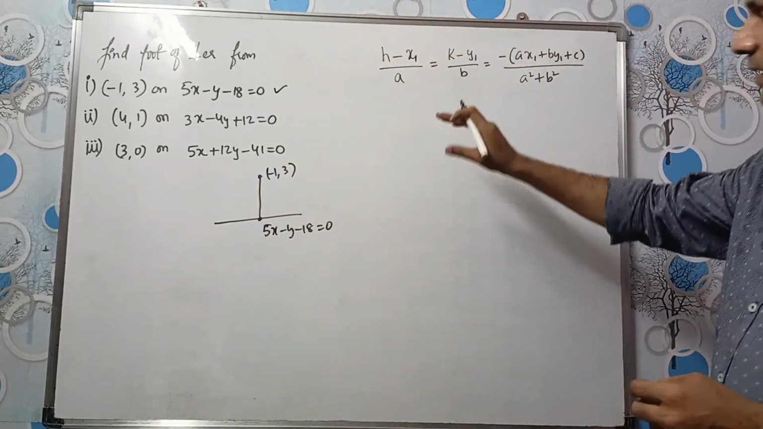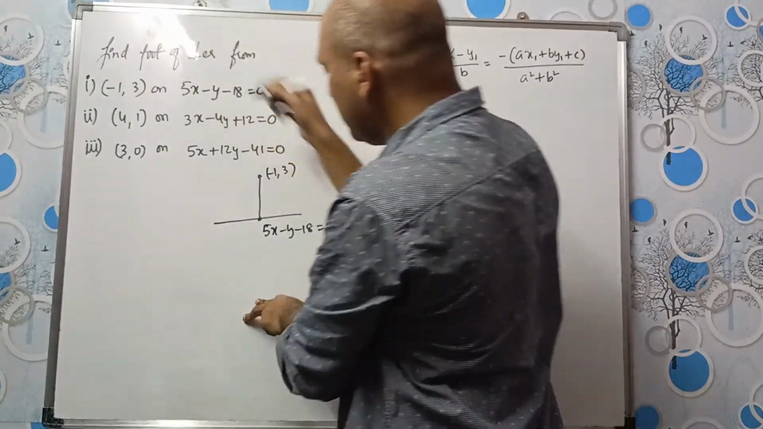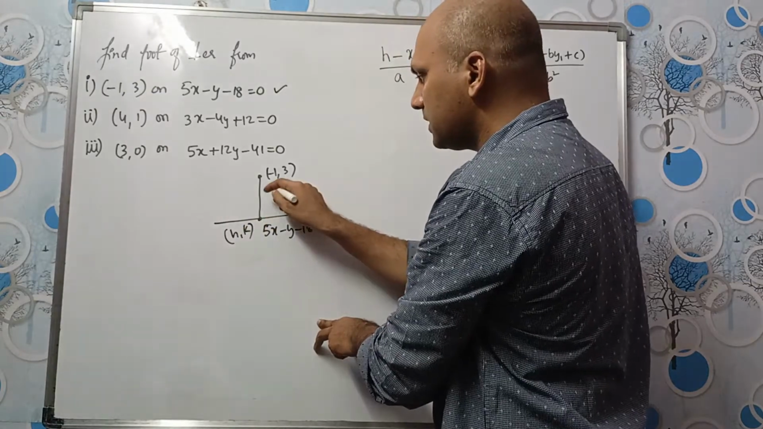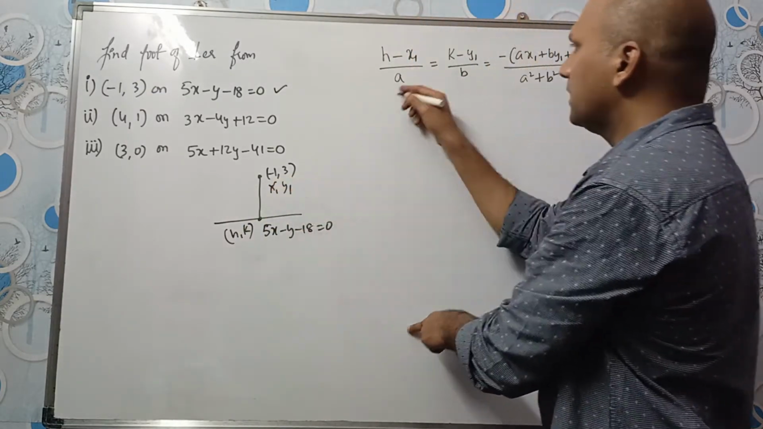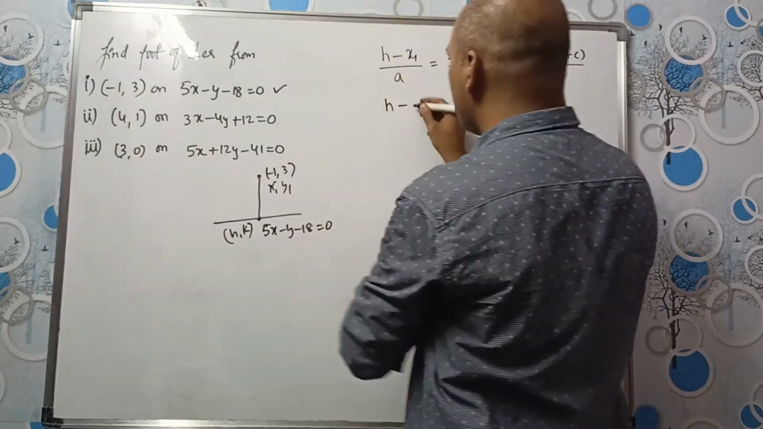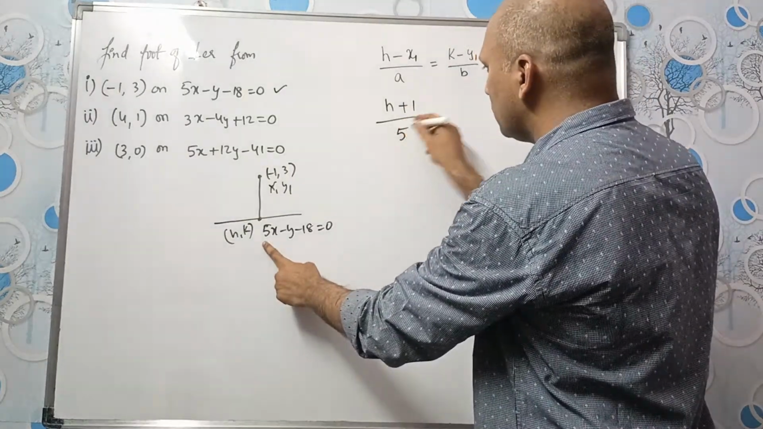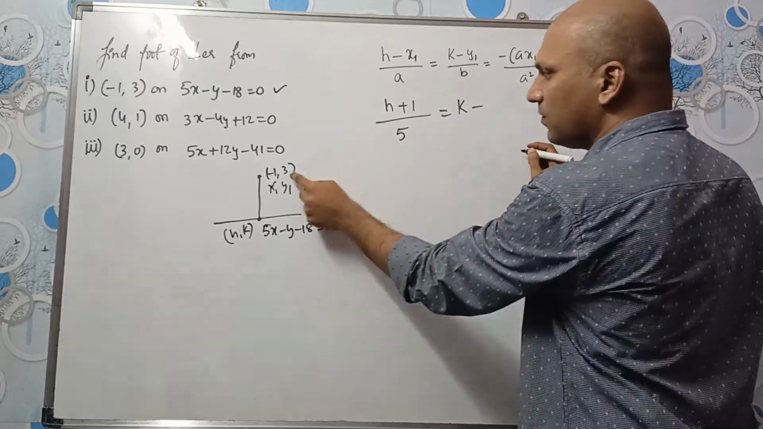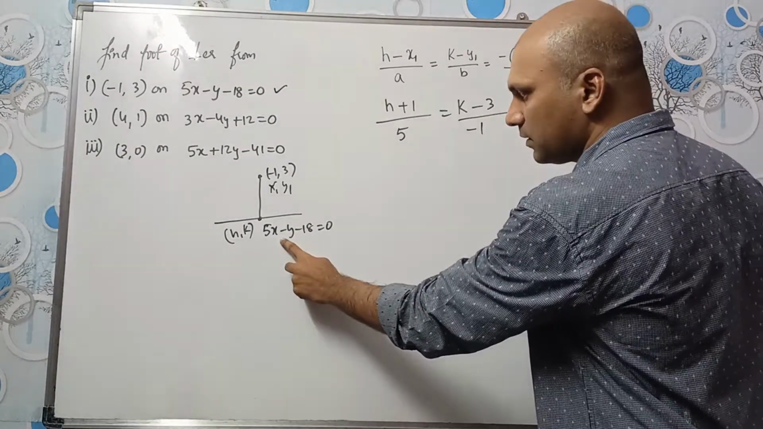Okay. Let us substitute those values here. We need to find h comma k. h comma k is the foot of perpendicular. This is x1, y1, right? h minus x1. x1 is what? Minus 1. So minus of minus 1 is plus 1 divided by a. a is equal to 5, is equal to k minus y1. y1 is equal to 3 divided by b. b is minus 1.